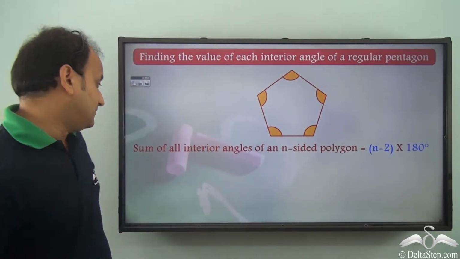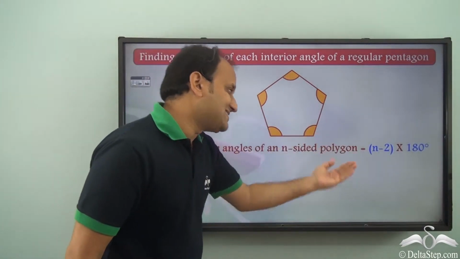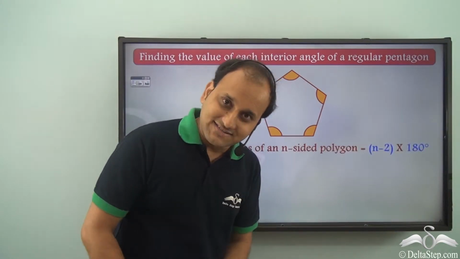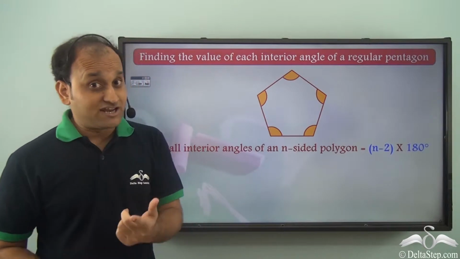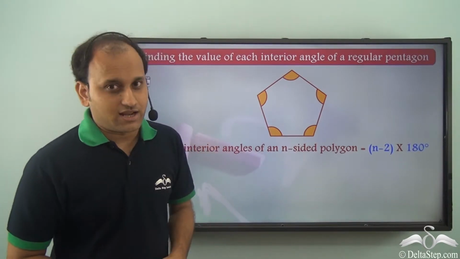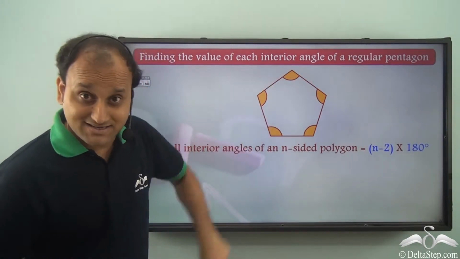So let's see here. We know that the sum of all interior angles of an n-sided polygon is equal to (n minus 2) into 180 degrees. But this is the sum of all the interior angles. We need to find one, that is, the value of each interior angle. How can we do that? Well, in this case we have a pentagon, isn't it?